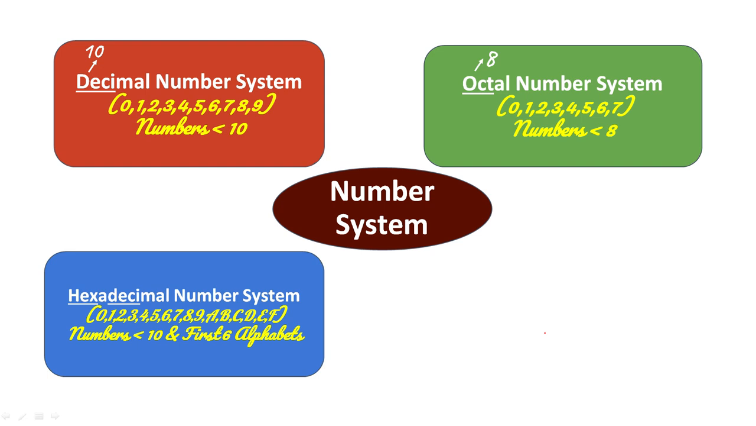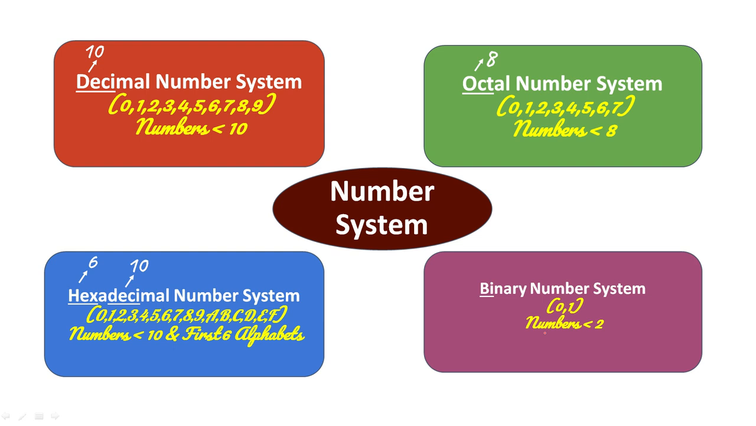And the third number system is hexadecimal number system. Hex is 6 and deci is 10, and therefore hexadecimal number system will be using 16 symbols, and these 16 symbols are 10 decimal digits from 0 to 9 and 6 alphabets from the English language. And the last number system is the binary number system. Bi is 2, and therefore binary number system uses only 2 symbols 0 and 1. So let us get familiar with each one of them and see how each one of them is represented.